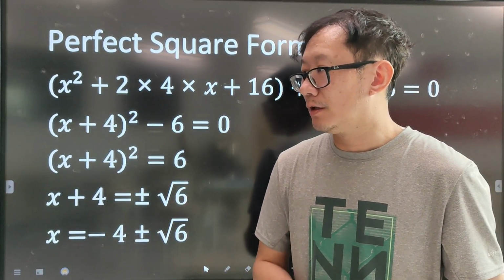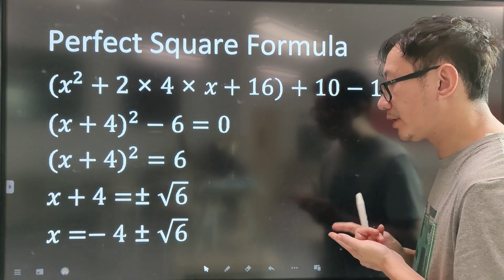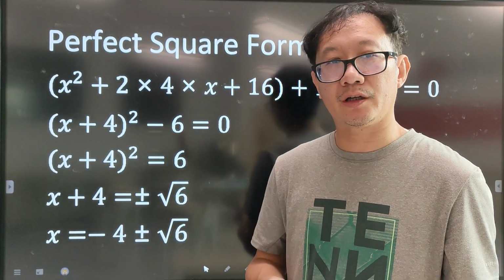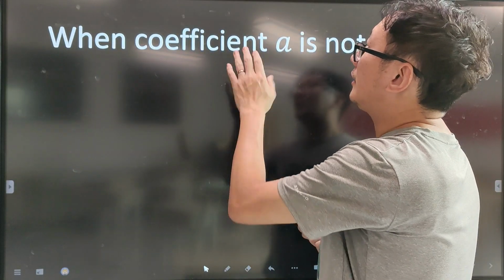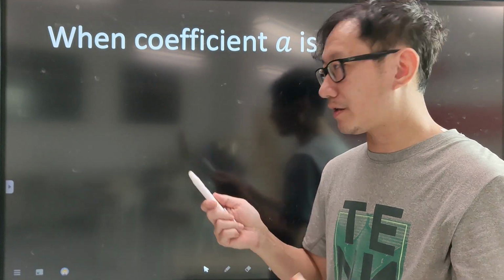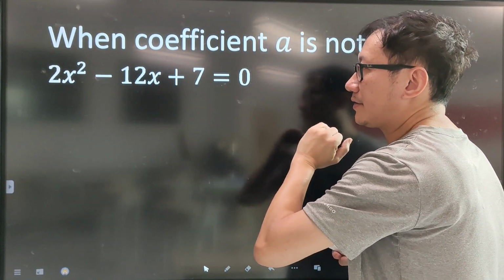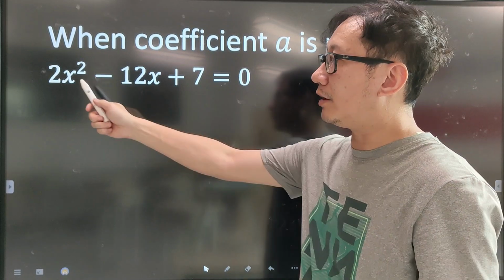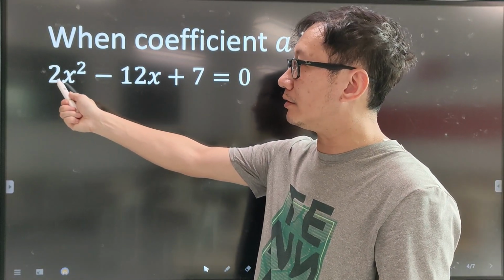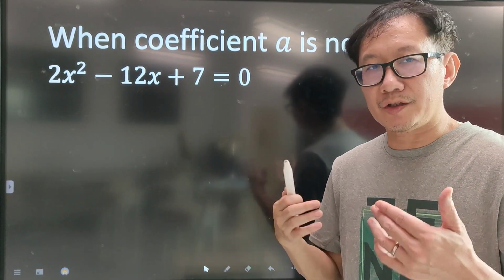Okay? The next example we are going to look at is slightly trickier. It's when you get a quadratic equation and the coefficient of x squared is not 1 anymore. Alright, let's take a look. 2x squared minus 12x plus 7 equals 0. So here, our coefficient is no longer 1. It's actually 2 now.